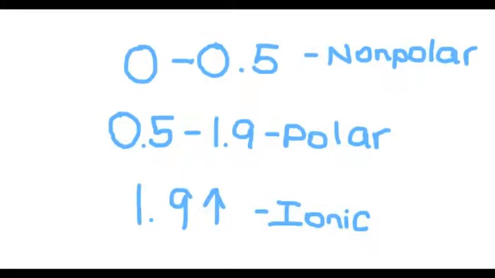If you are unsure if it is polar or not, then subtract the electronegativities. If the difference between the electronegativities is between 0 and 0.5, then the molecule is not polar. If they are between 1.5 and 1.9, then it is polar, and if it is above 1.9, then it is ionic.